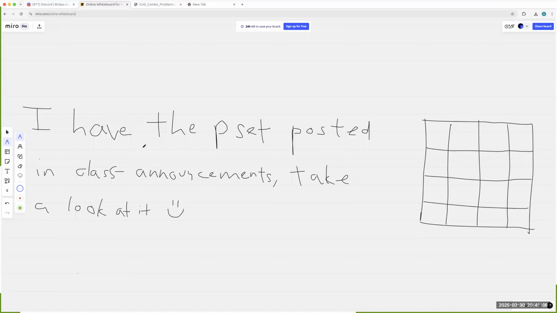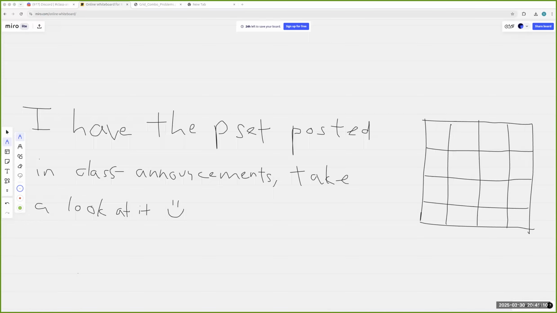But there's really no difference in the type of grid that you're operating on. A lot of the time, the techniques that you're using are the same. And honestly, after you get more experience, you'll realize that a bunch of grid combo problems actually use the same techniques as non-grid combo problems.